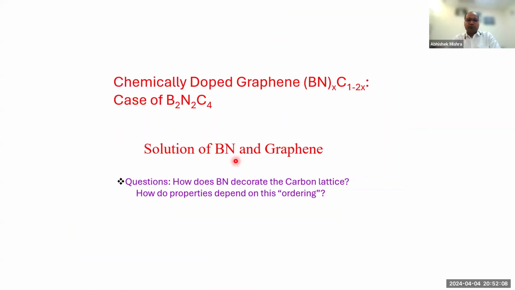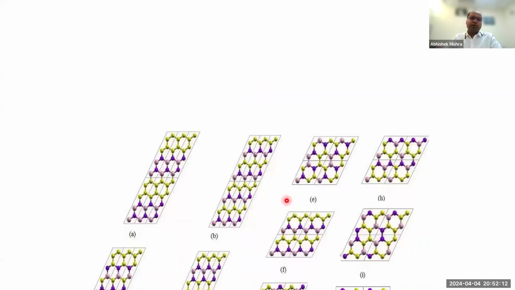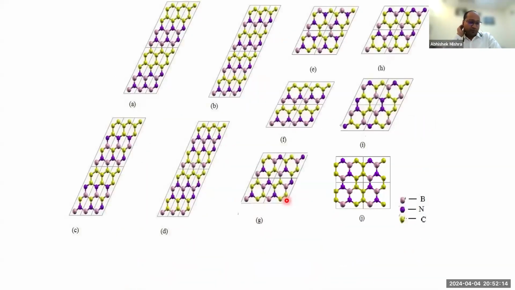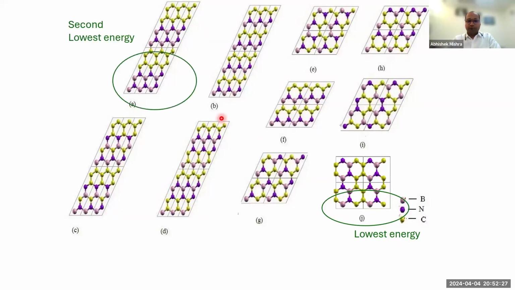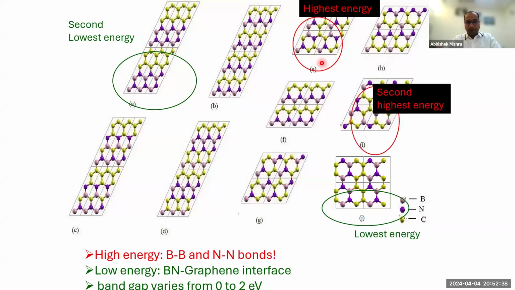So the first task was to see how the boron nitride decorates the carbon lattice, and that's what we did here. We tried to mix them in all possible ways. What we found was that this was the lowest energy structure, having the CN and BC bonds at the interface, while the ones having BN, BB and NN bonds had the highest energy, meaning least stable.